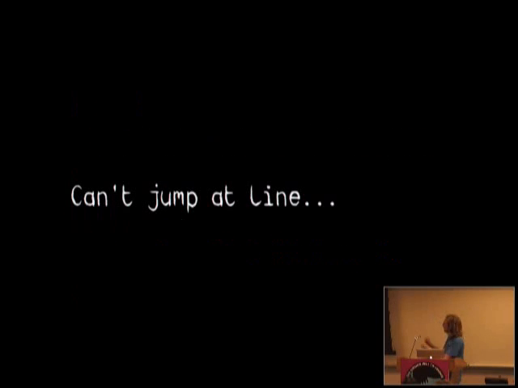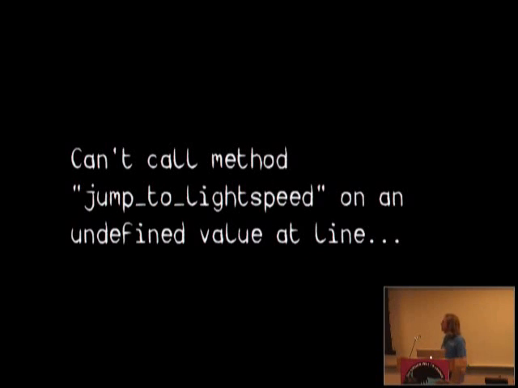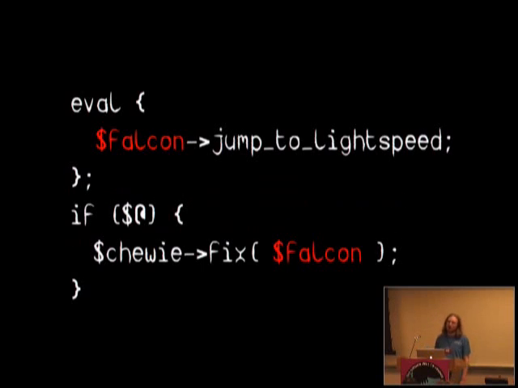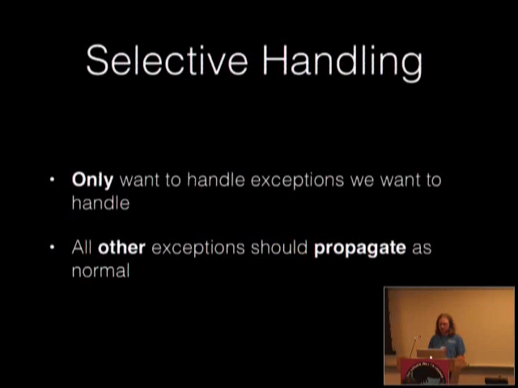So we're expecting something like "can't jump to light speed at line, whatever." But we're not just catching that. We're also catching all other exceptions, like "can't call method jump to light speed on an undefined value at...", oh, we forgot to define the Millennium Falcon. And we don't want to get Chewie to fix it because he doesn't know where it is. So we only want to handle exceptions we want to handle, and all other exceptions need to be propagated somehow.